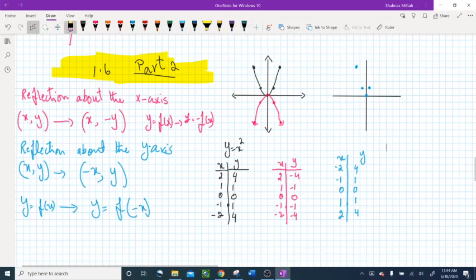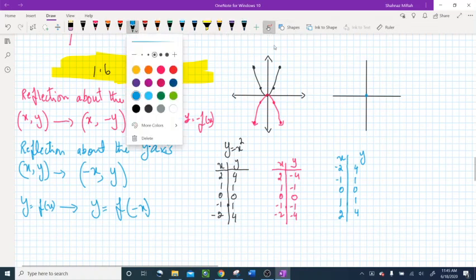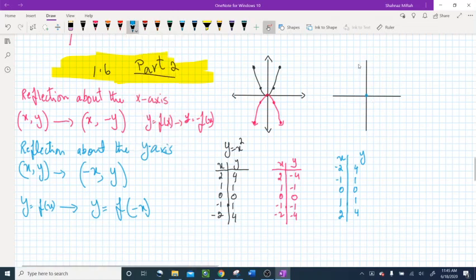So I'm going to go back and erase all of this so I can mark them again. Okay, let's do it again in this color. I had (negative 2, 4), then (negative 1, 1), then (0, 0), (1, 1), and I have (2, 4) right there. And I'm going to draw a line, and this is what it's going to give me.